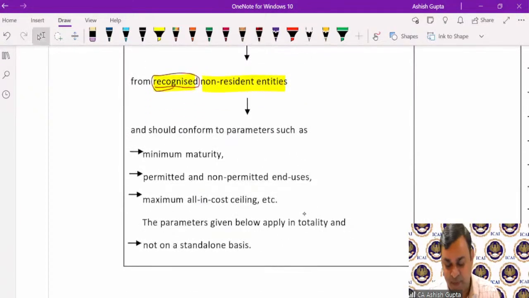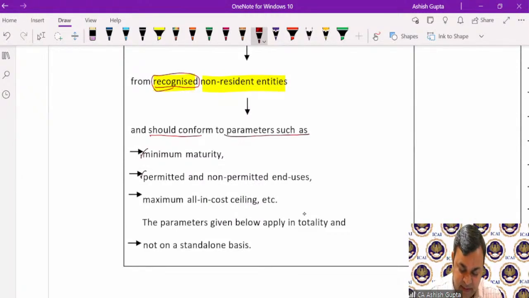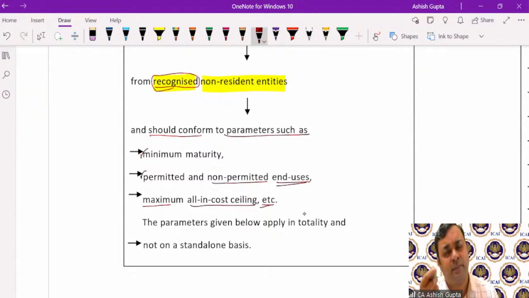So both are defined: who is going to raise, and the person who is lending the amount from outside India. The person raising and the person lending the money should conform to parameters such as minimum maturity. What is the minimum maturity of the fund you are providing to the Indian persons? Permitted and non-permitted end use: after procuring such a loan externally, for which purpose are you going to deploy that fund? Maximum all-in cost ceiling: what extra cost? For example, if we take a loan from any bank or NBFC, they will charge some file and documentation charges, approximately 3 to 5% of the total loan amount. That is called the all-in cost ceiling.